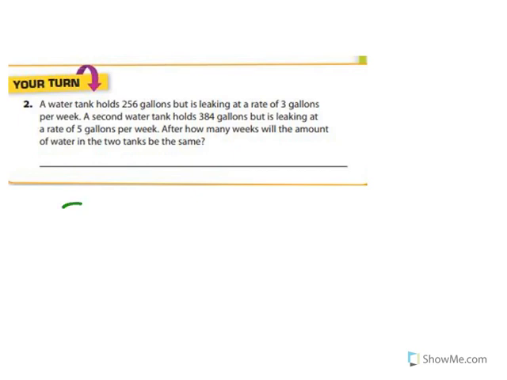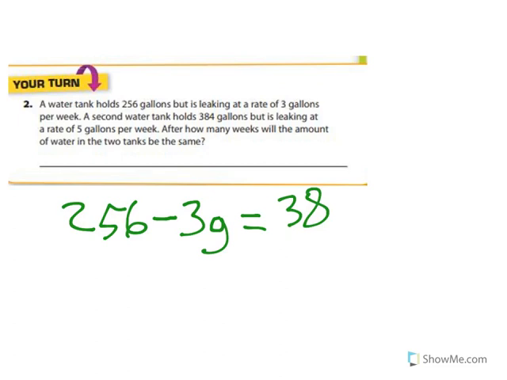All right, so we write our two sides, right. 256 is leaking, right? So we're subtracting 3 gallons per week. So we could do this, 3G. On the second tank is 384, but is leaking at a rate of 5 gallons per week. After how many weeks will the amount of water in the two tanks be the same?